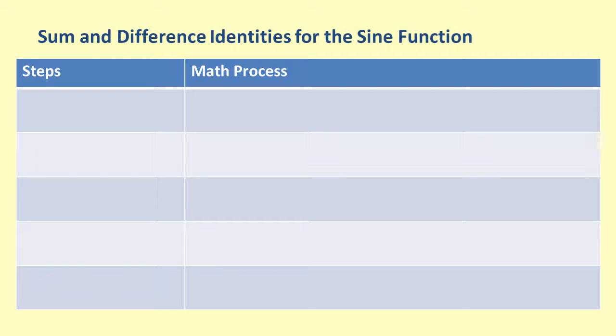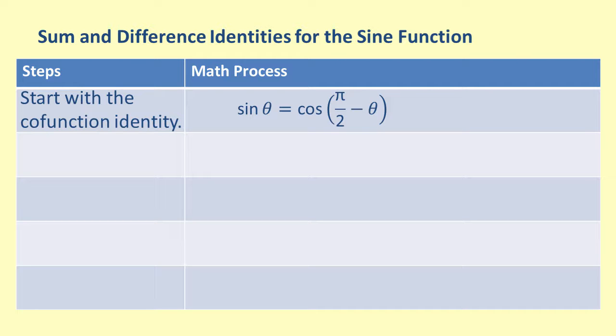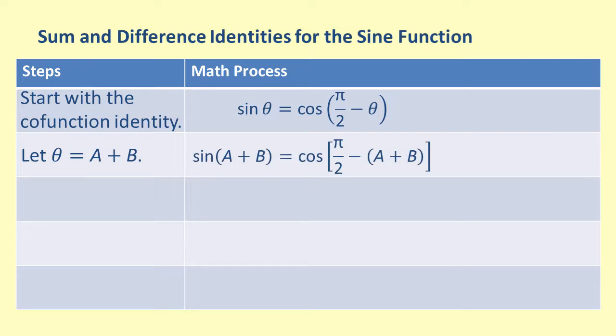In this video, you will learn to derive the sum and difference identities for the sine function. We will begin by looking at the cofunction identity, which states that sine of theta equals cosine of the quantity pi over 2 minus theta. Next, we will let theta equal a plus b and substitute a plus b for theta into the cofunction identity, giving us sine of the quantity a plus b equals cosine of the quantity pi over 2 minus the quantity a plus b.